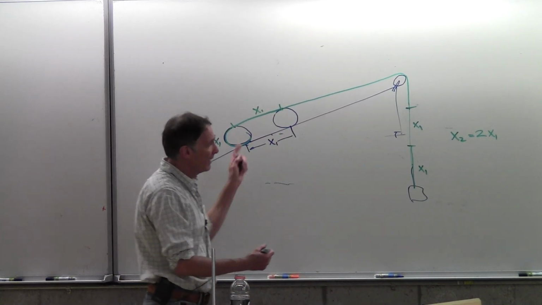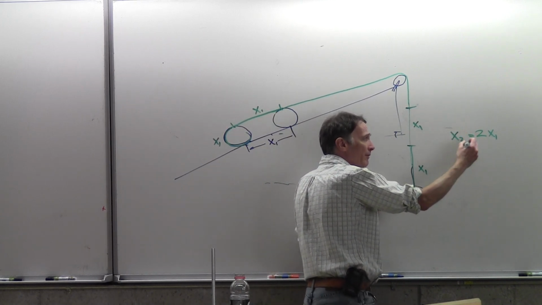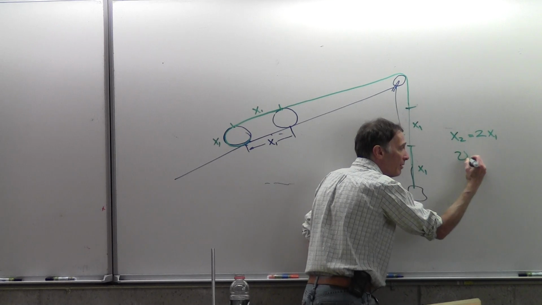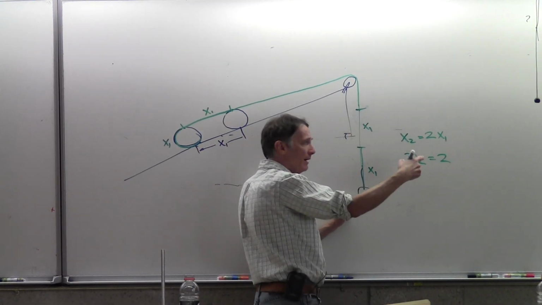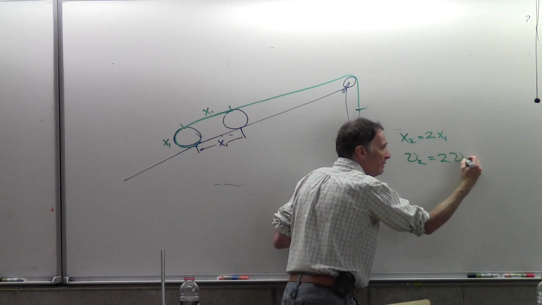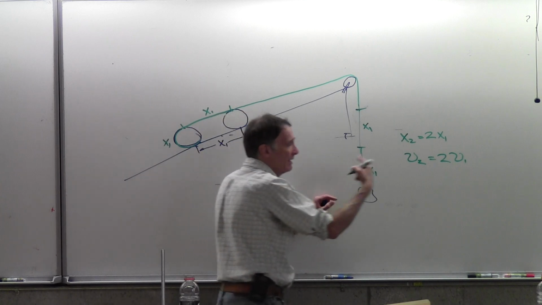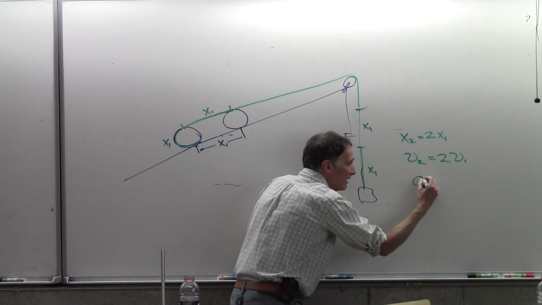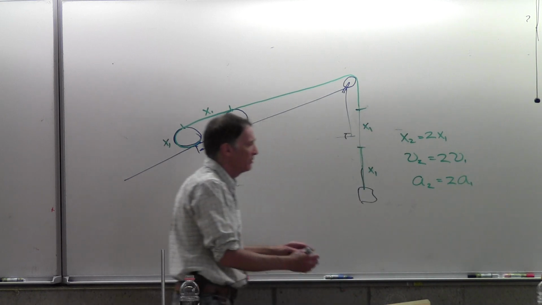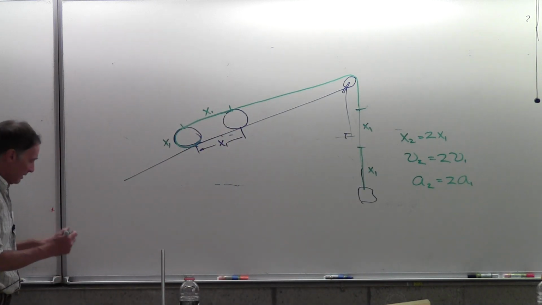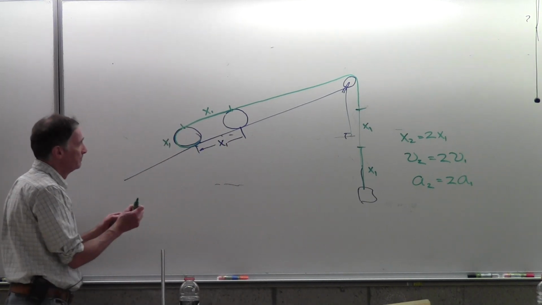Then once you have that, you can take the derivative with respect to time. Taking the derivative of x2, let's call that v2, is equal to 2 times the derivative of x1. That's going to be v1. And then if we're dealing with accelerations, we can take the derivative one more time. The acceleration a2 should be equal to 2 times the acceleration of the first one. So that's probably the trickiest thing in the problem to see.